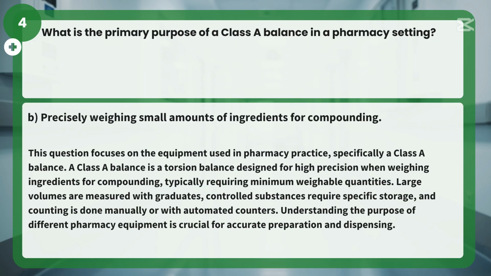Answer: B. Precisely weighing small amounts of ingredients for compounding. This question focuses on the equipment used in pharmacy practice, specifically a class A balance. A class A balance is a torsion balance designed for high precision when weighing ingredients for compounding, typically requiring minimum weighable quantities. Large volumes are measured with graduates, controlled substances require specific storage, and counting is done manually or with automated counters. Understanding the purpose of different pharmacy equipment is crucial for accurate preparation and dispensing.